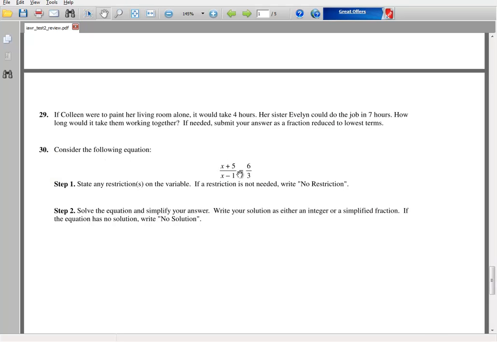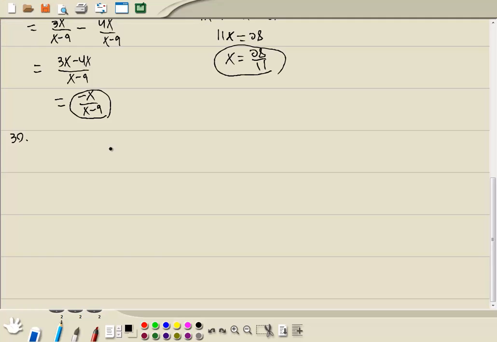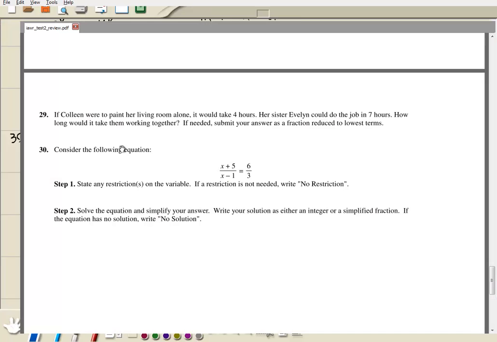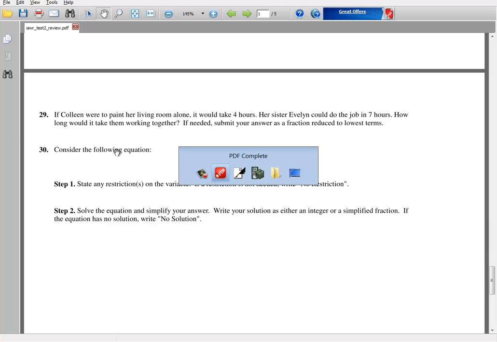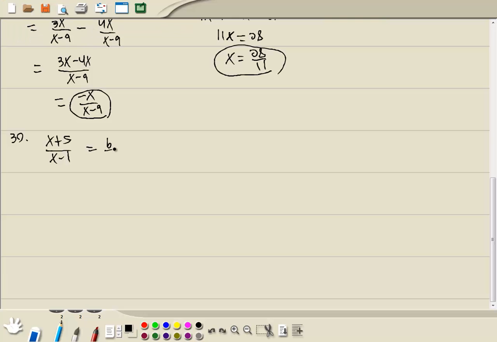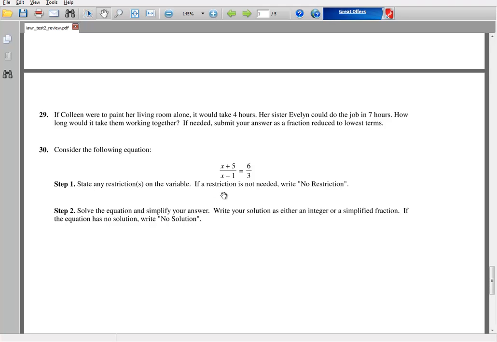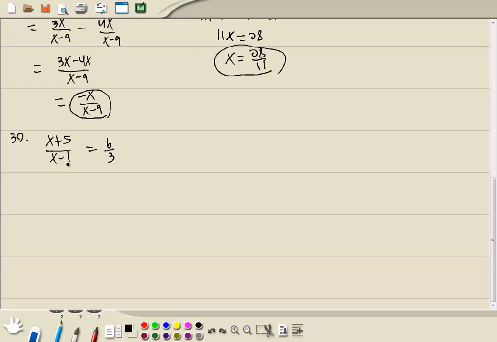Looks like we got a proportion. So we got x plus 5 over x minus 1 equals 6 over 3. State any restrictions? Well, the only restriction I see is if I set this denominator equal to 0 and solve it, I get x equals 1. So if I were to put 1 in for the x, 1 minus 1 is 0, we can't have 0. So x cannot equal 1 is our restriction.